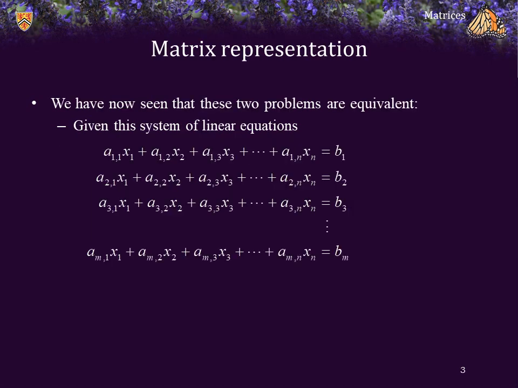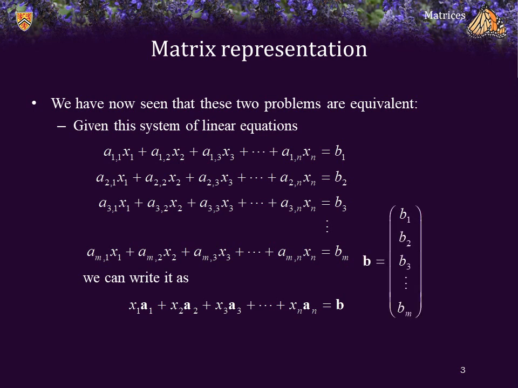Alright, we have now seen that these two problems are equivalent. Given this system of linear equations, we can write this as a linear combination of vectors equaling a target vector. The vector b is simply the right-hand sides of the equations, and each vector are the coefficients of one of the variables.